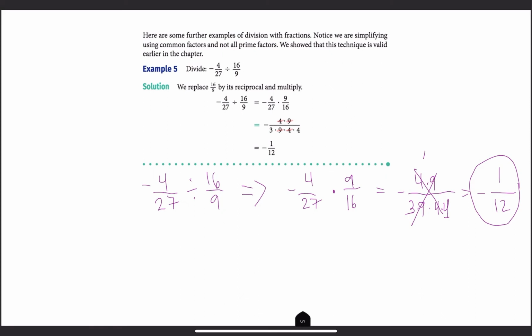So it's a little counterintuitive, but 16/9 divides into negative 4/27, negative 1/12 of a time. So you can see, because it's not very intuitive, that's why we really need that procedure of being able to multiply by the reciprocal for when it's hard to visualize and the numbers don't make a lot of intuitive sense.